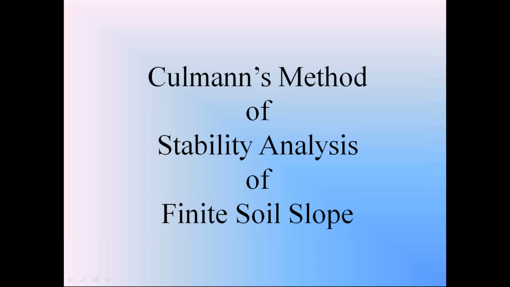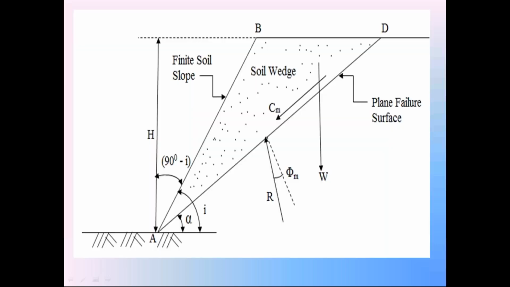So I am going to explain the Cullman's method in the stability analysis of finite soil slope. It is an important method. Please everyone follow this Cullman's procedure used in the stability analysis of finite soil slope. So check this diagram carefully. In the diagram, we have the finite side slope.